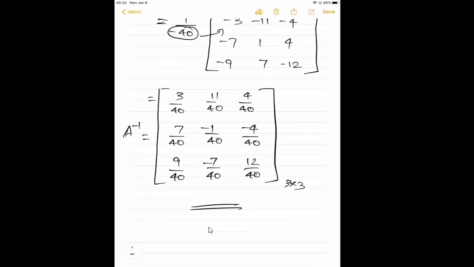So, hope you got a clear picture of how to calculate the A inverse using 5 steps.